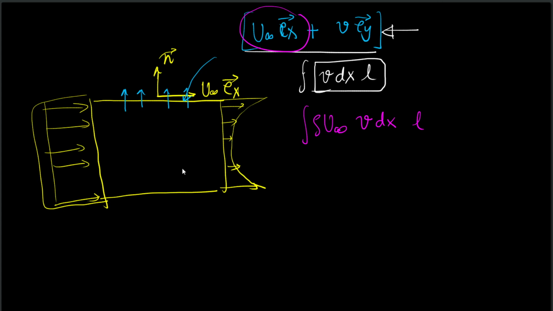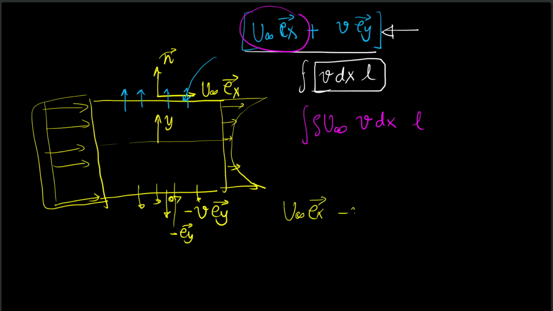And at the other surface, v dot n cap has to be positive because of the symmetry in the problem. So the velocity here will be some minus ey, so that v dot n cap is positive. As per the coordinate system, the normal vector is also minus ey. So v dot n cap is positive. So the velocity at this particular point will be u infinity ex minus v ey.